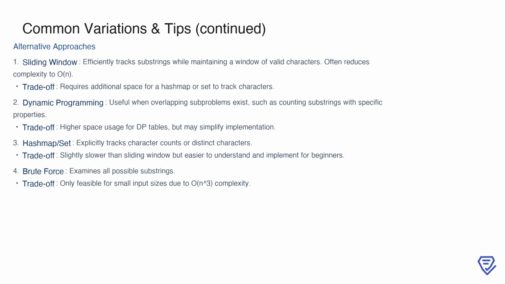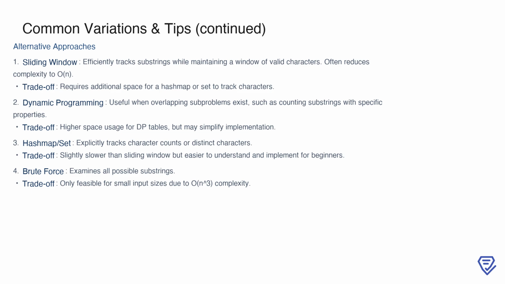The sliding window technique is a popular choice, as it efficiently tracks substrings while maintaining a window of valid characters. This approach often reduces complexity to O(n), though it may require additional space for a hash map or set to track characters. Another option is dynamic programming, which is particularly useful when there are overlapping subproblems, like counting substrings with specific properties. The trade-off here is that DP typically uses more space for tables but can simplify the implementation.